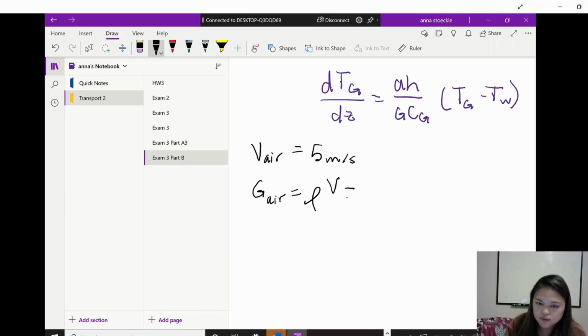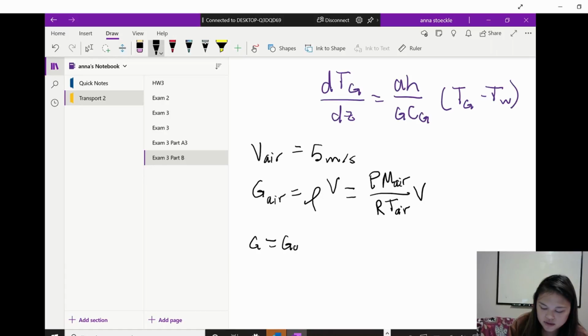And so then what we could also do is write the density as the pressure multiplied by the molecular weight of air over the gas constant multiplied by the temperature of the feed air. And that gives us that density, and multiply that by velocity. So then what we also need is the total gas flow rate. That's what we are interested in. So that's just going to be the gas flow rate of the air plus the gas flow rate of that water vapor.